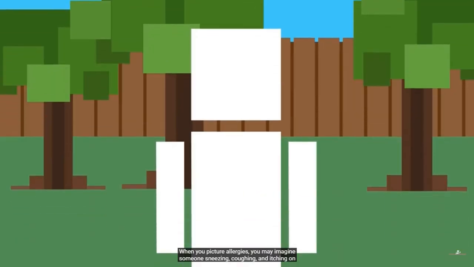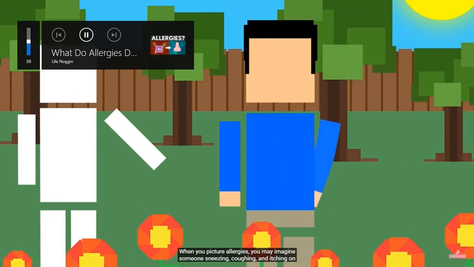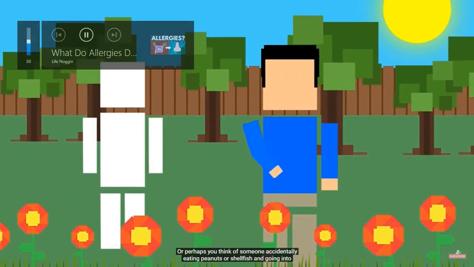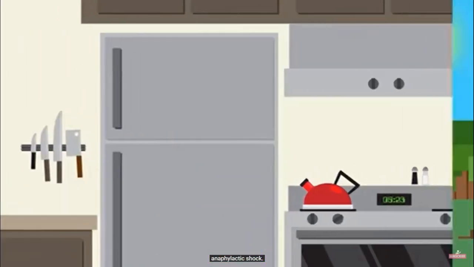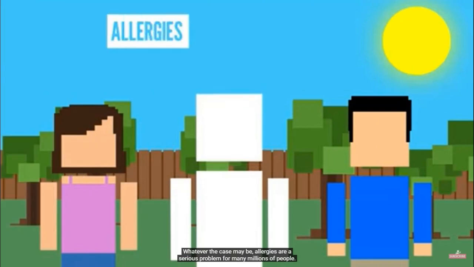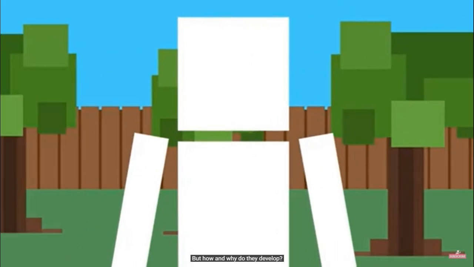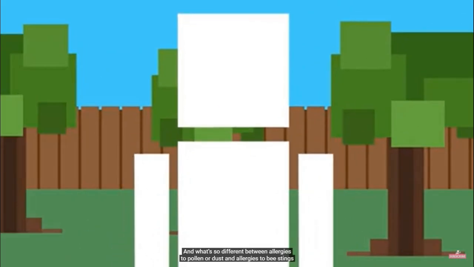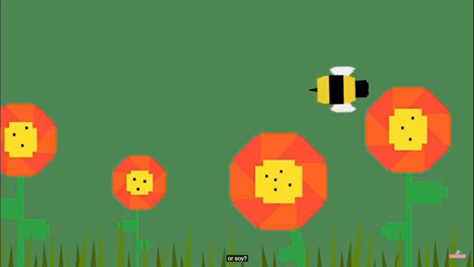When you picture allergies, you may imagine someone sneezing, coughing, and itching on a beautiful spring day. Or perhaps you think of someone accidentally eating peanuts or shellfish and going into anaphylactic shock. Whatever the case may be, allergies are a serious problem for millions of people. But how and why do they develop? And what's so different between allergies to pollen or dust and allergies to bee stings or soy?